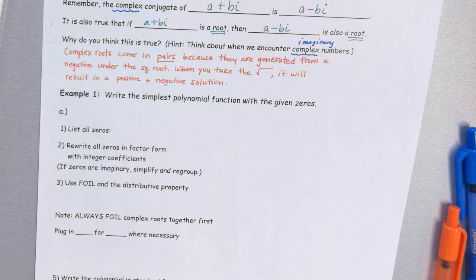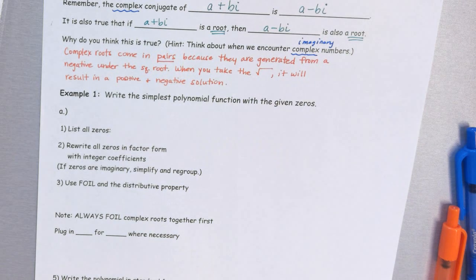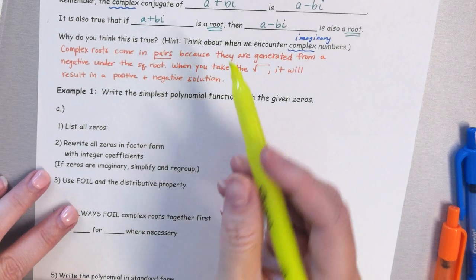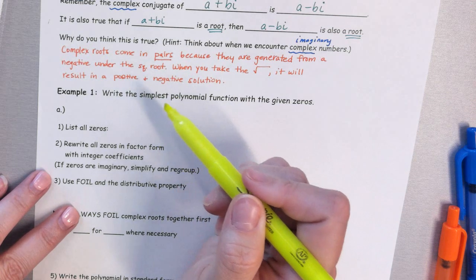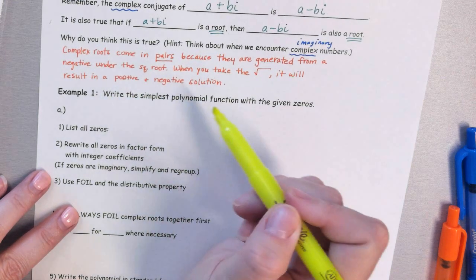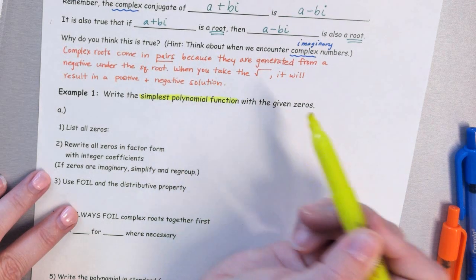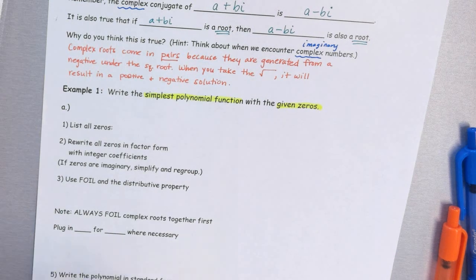Okay, so what we're going to do today is practice writing those polynomials, and we're going to use this complex conjugate corollary, and we're also going to use the irrational number theorem that we talked about yesterday. So this is to write the simplest polynomial function with the given zeros. I'm going to give you those zeros in a minute.